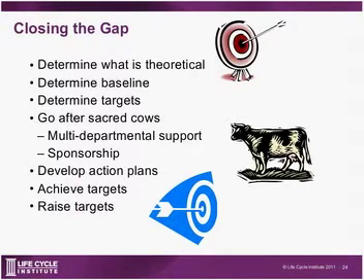And in order to do that, the best way I've seen to go after things that are untouchable and sacred is to get multi-departmental support and to get high executive sponsorship. Once we've achieved that, we can develop our action plans, put them in place, use our control piece of the DMAIC process in order to make sure that we achieve our targets.